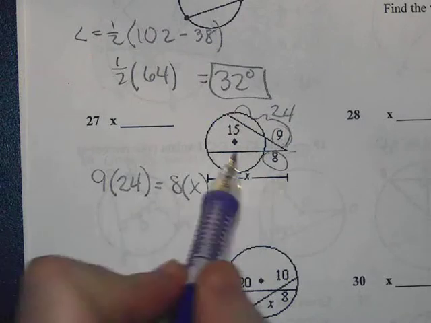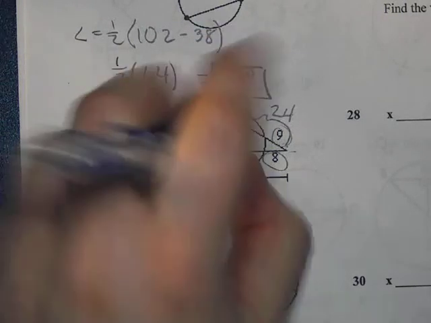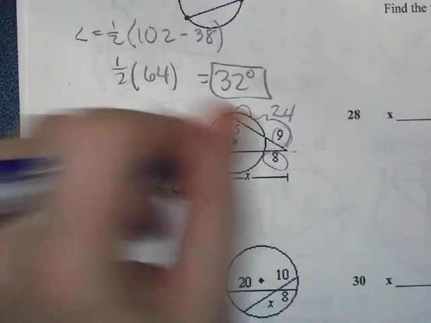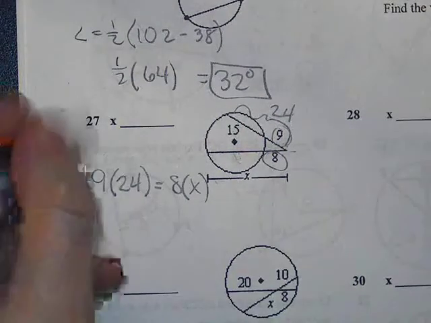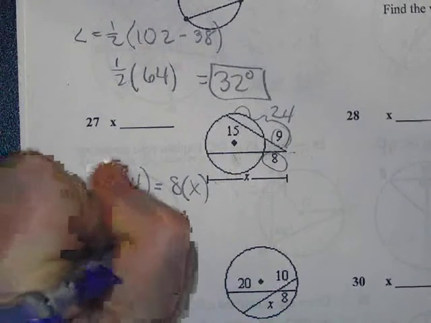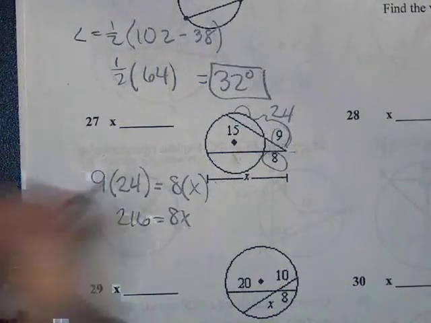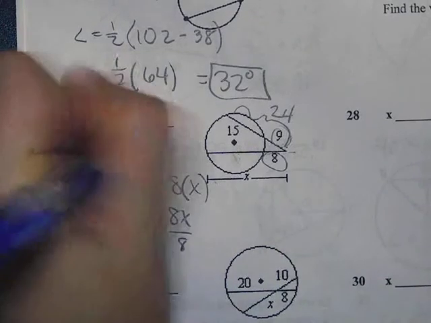It's different than if I put an x there and you want to call that x plus 8 as the total. That bracket tells me it's already the whole length. So 9 times 24 is 216, which is equal to 8x. And when I divide both sides by 8, I get an x of 27.